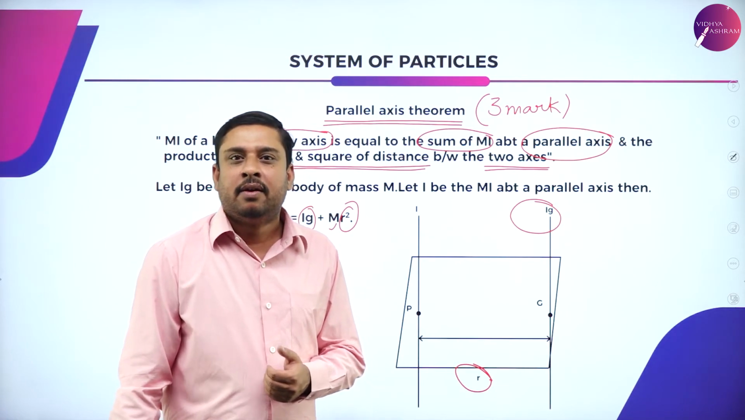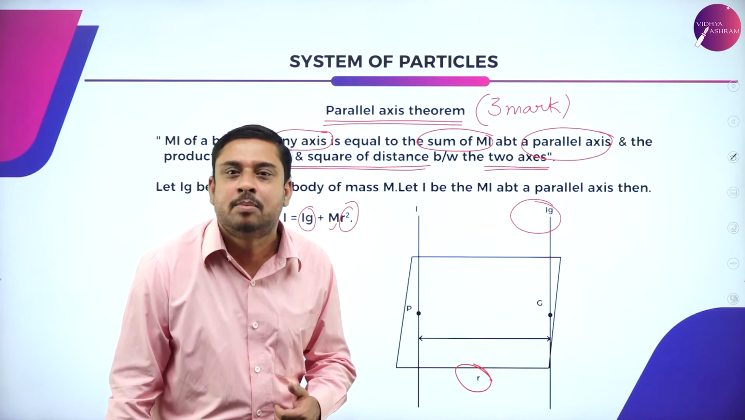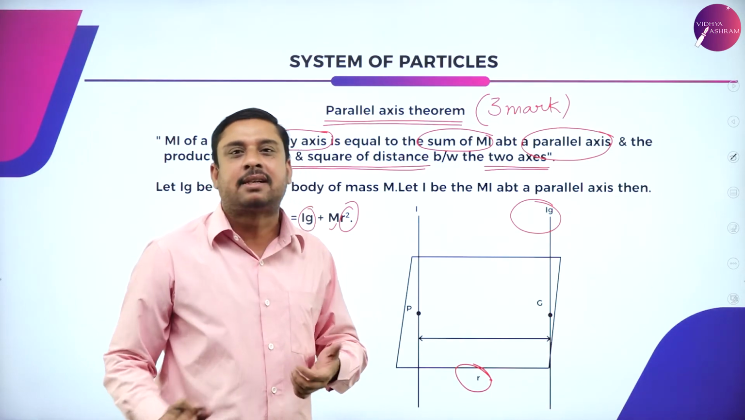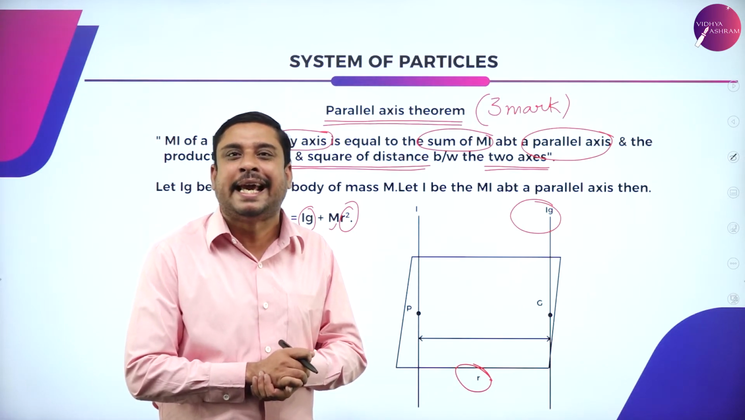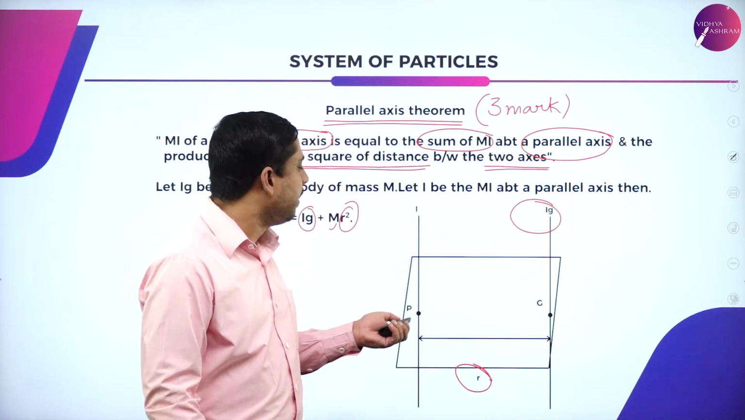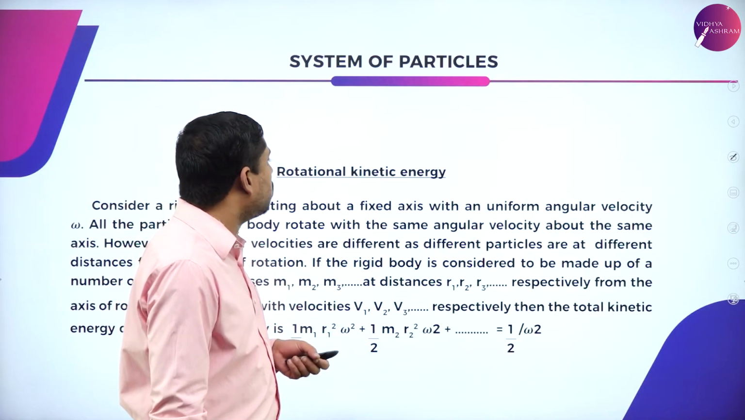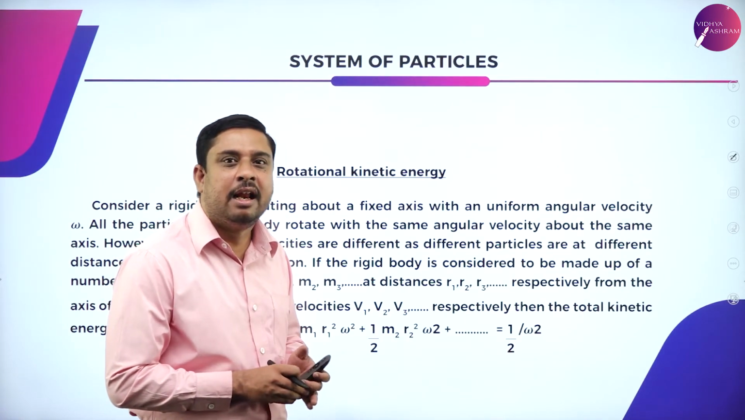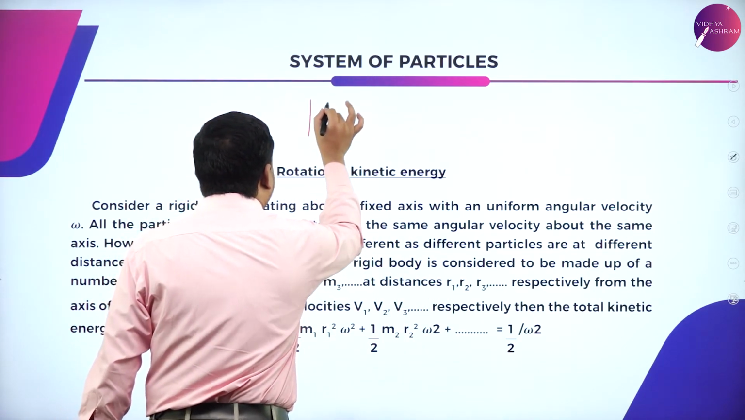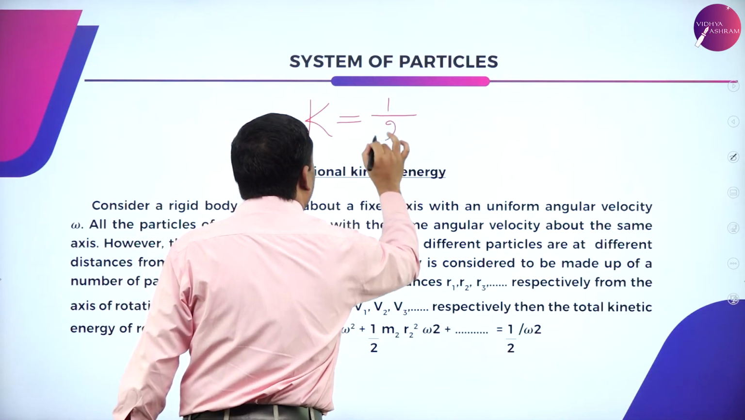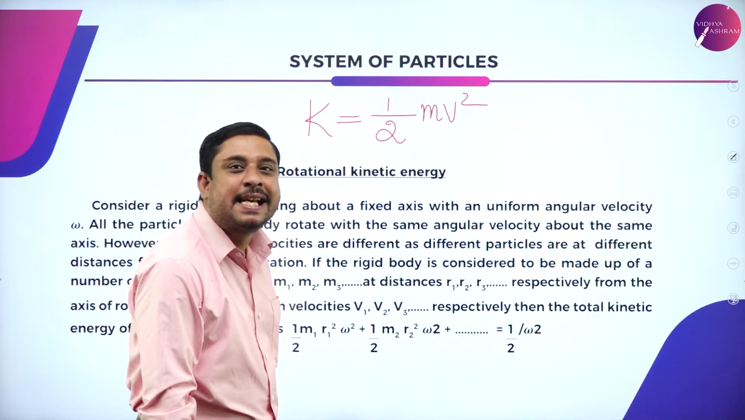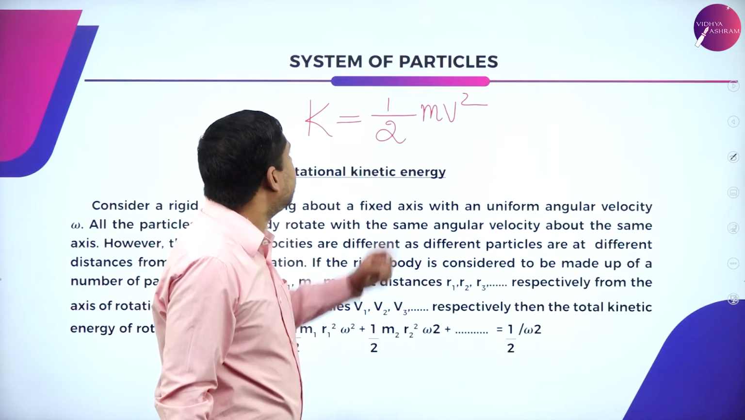So, dear students, we have learnt the two theorems, the perpendicular axis theorem and the parallel axis theorem, which will actually help us to calculate moment of inertia about a given axis. Now, going to something called rotational kinetic energy. All of us know that the kinetic energy of a body which is exhibiting straight line motion is half mv square.